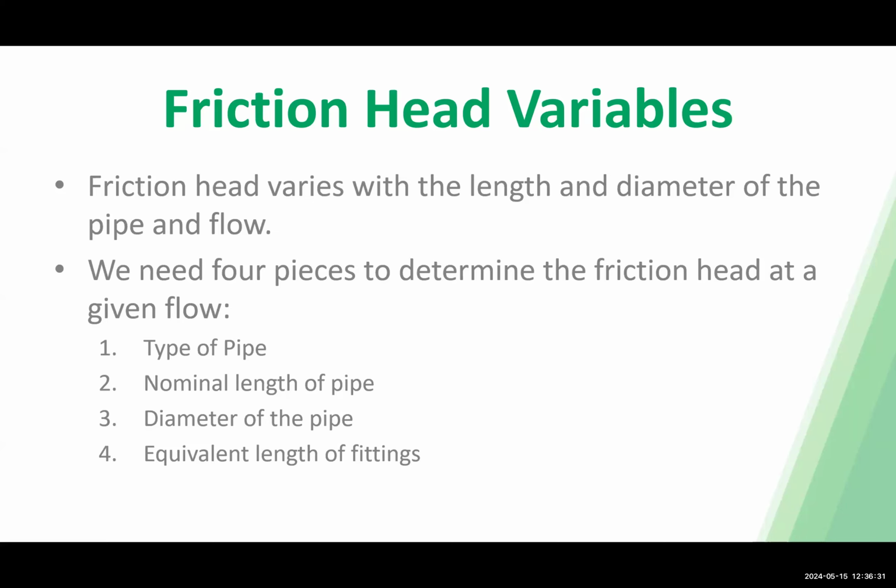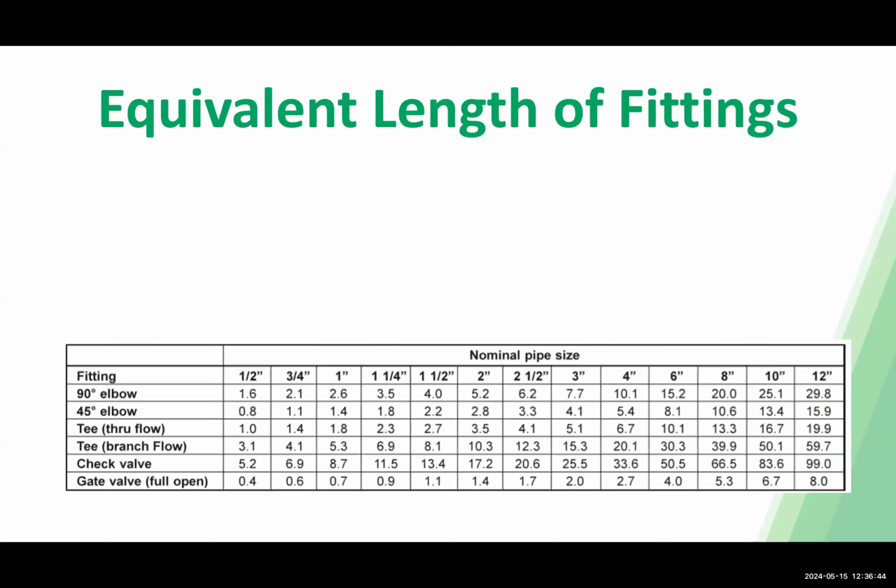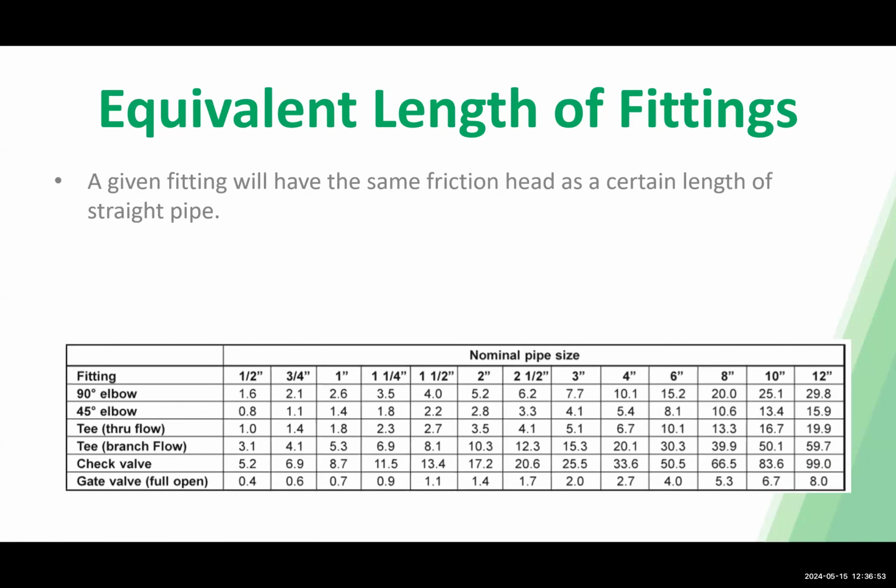But number four, your equivalent length of fittings. You're going to need to use a calculation or an equation to determine the pressure that those fittings are putting back on your system. So typically you're going to use a chart like the one here below. A given fitting will have the same friction head as a certain length of straight pipe.